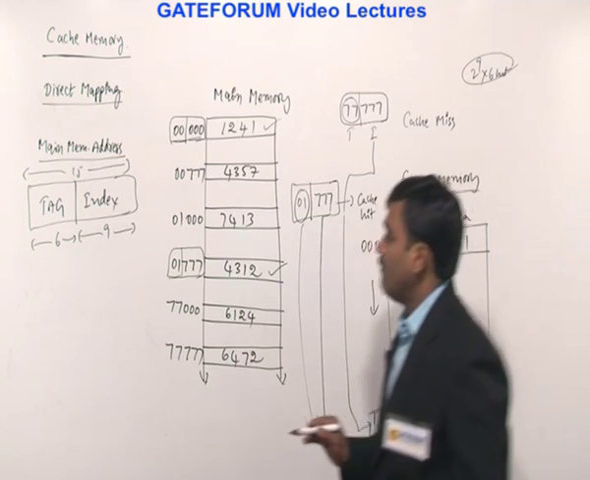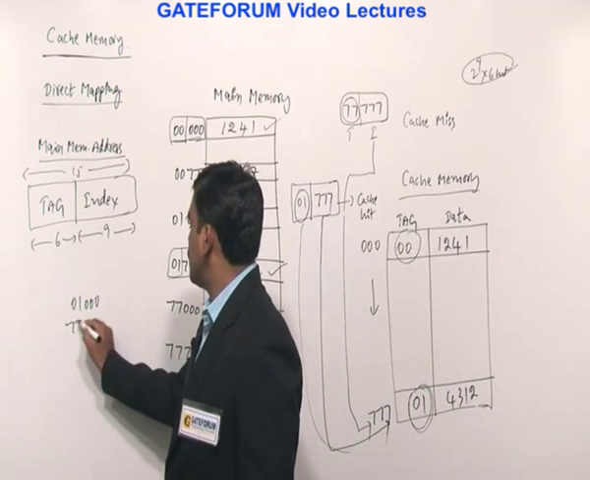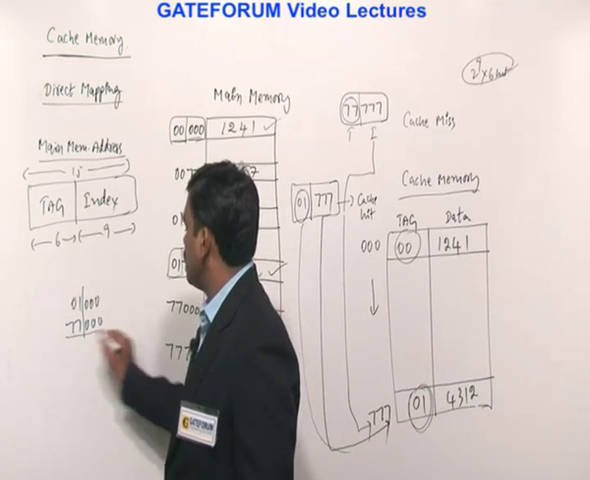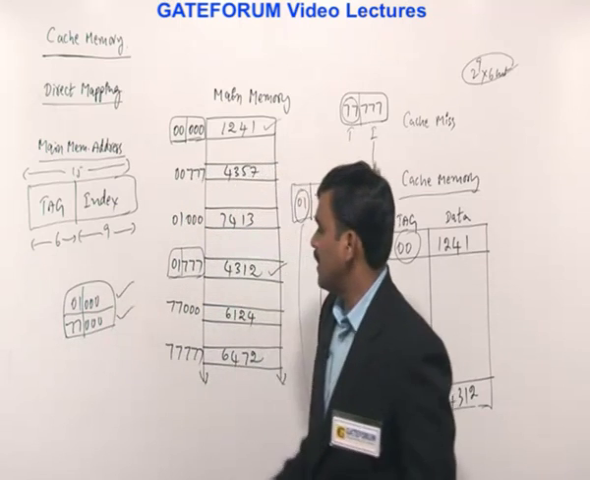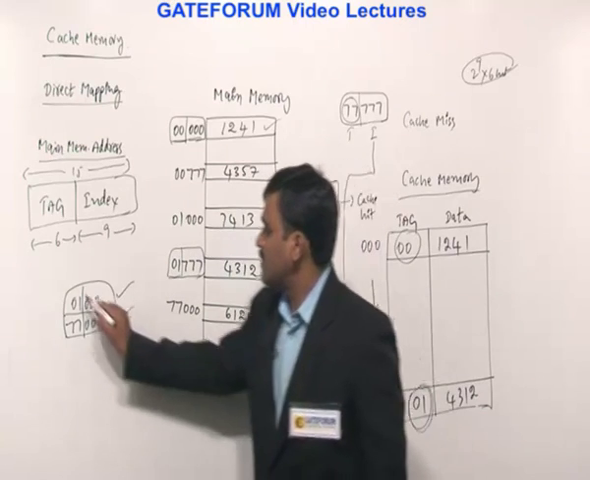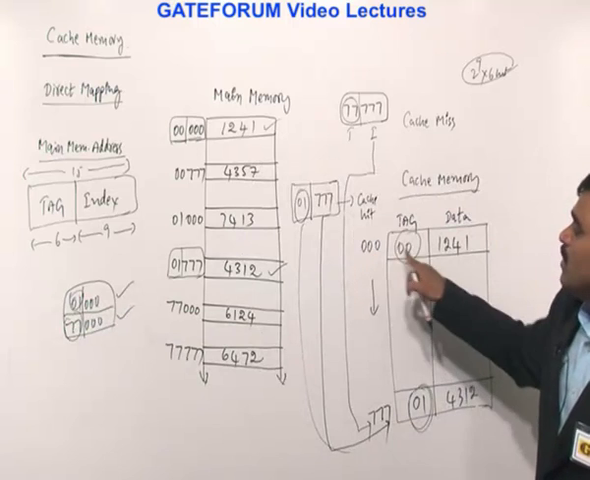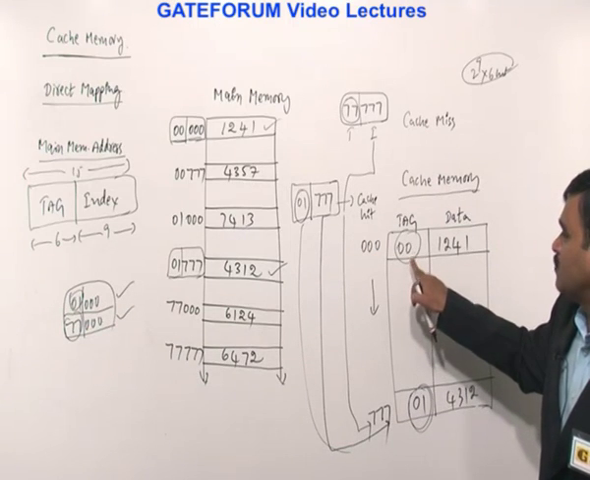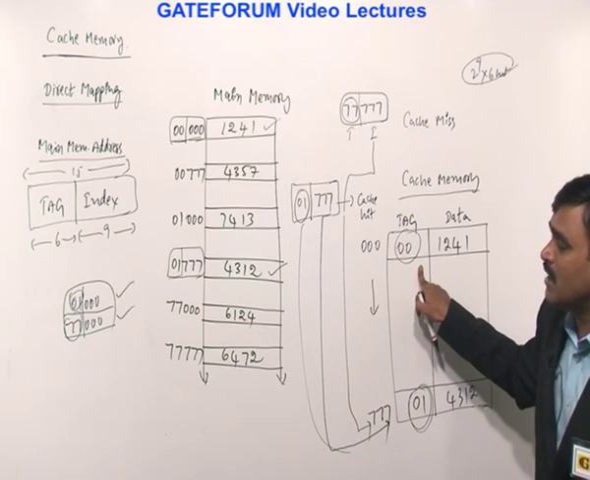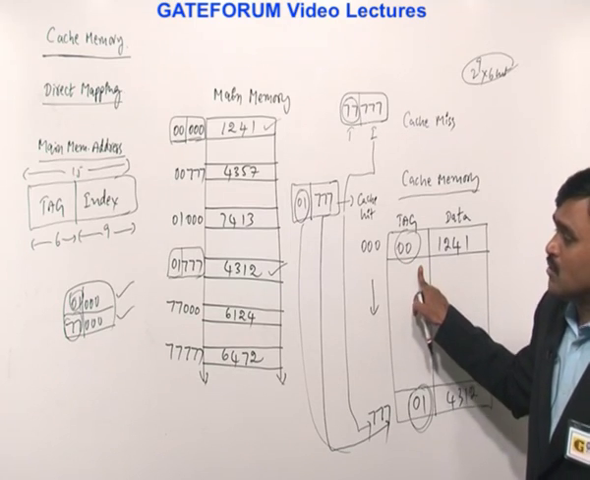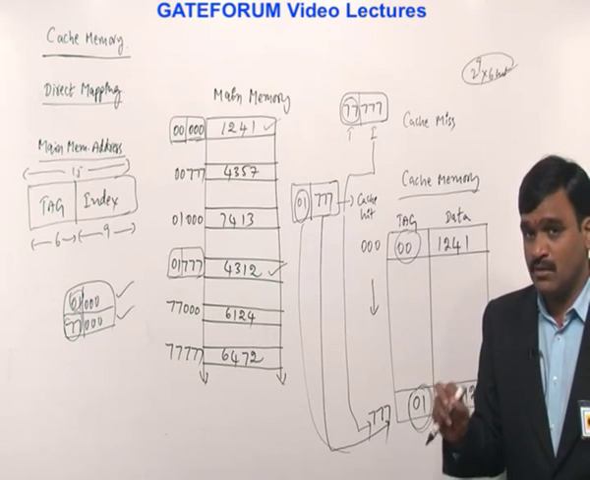For example, we have 01000 and similarly 77000. These are two addresses. Both addresses contain the same index value, but the tags are different. So if you go to index 000, only one tag can be stored. We already stored the 00 tag information. We can't store either 01 tag information or 77 tag information. So related to one index, only one tag can be stored. Multiple tags can't be stored for the same index.